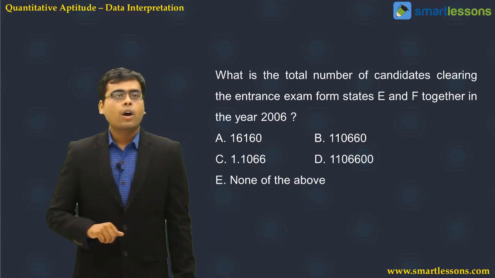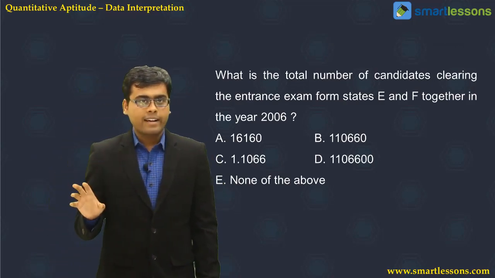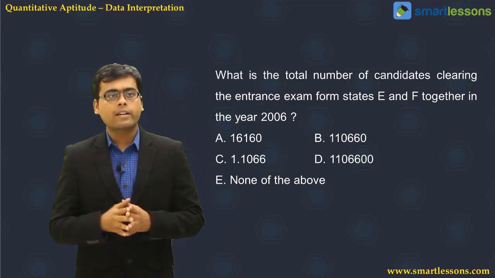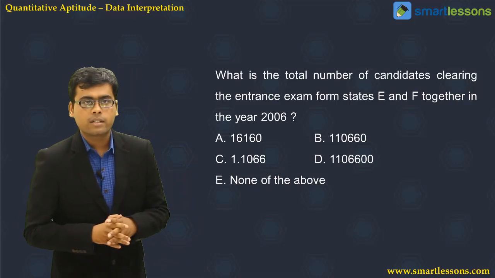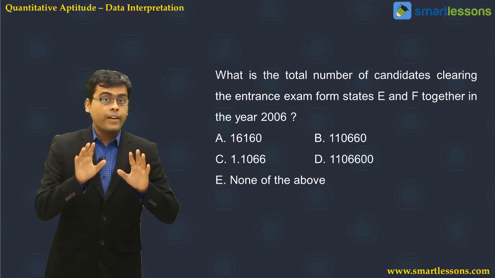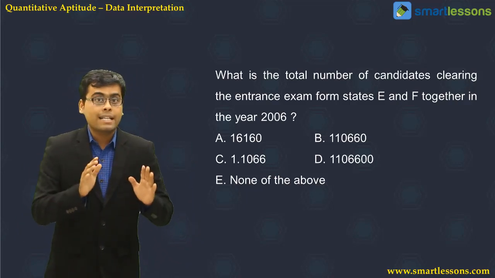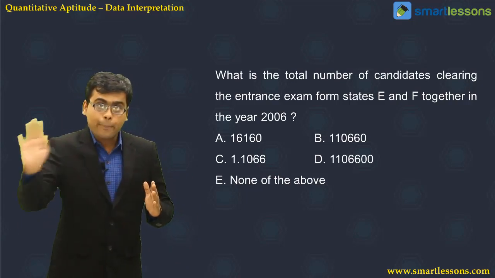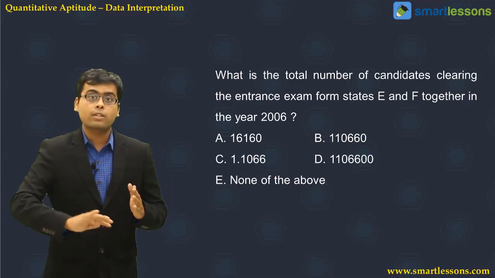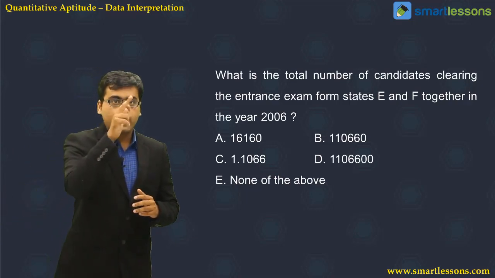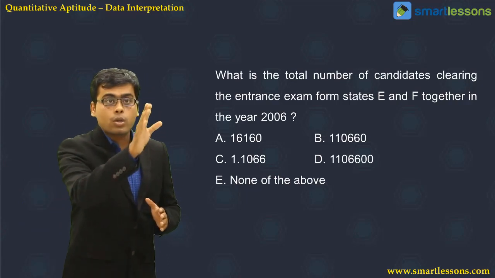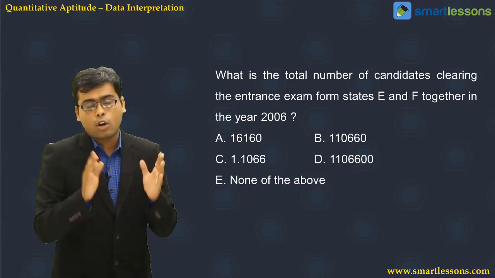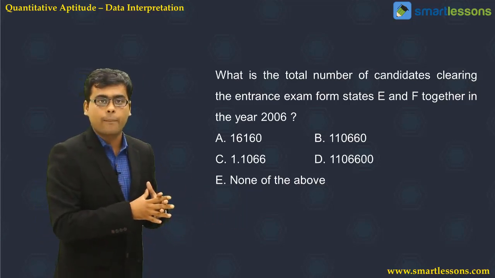Next question. What is the total number of candidates clearing the entrance exam from states E and F together in the year 2006? Right. So you need to be very careful. You need to check whether they are asking the number of students or candidates who are appearing in the exams or number of candidates who are actually qualifying the exam. So in the question is the total number of candidates clearing the entrance exam. That means students or candidates who already qualified the exam.